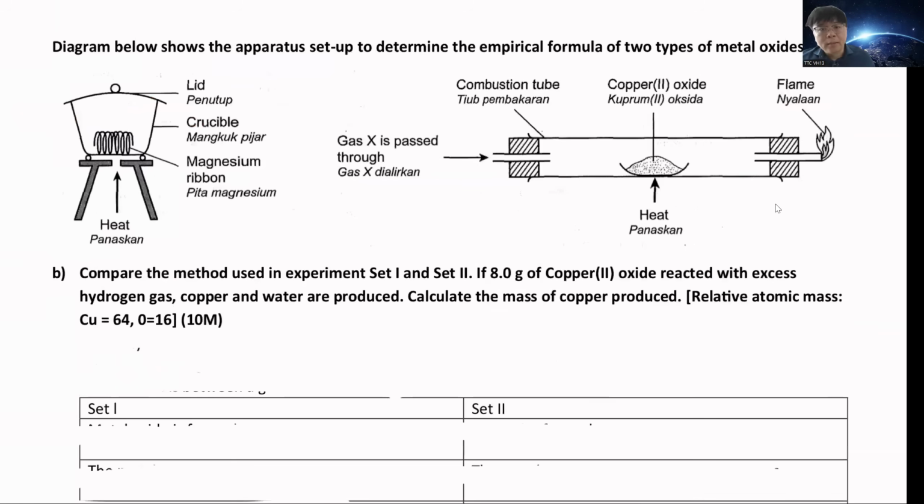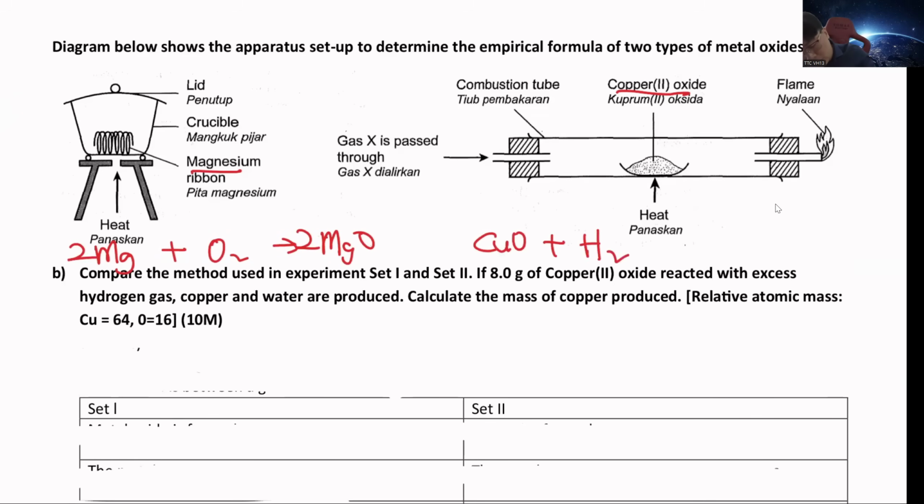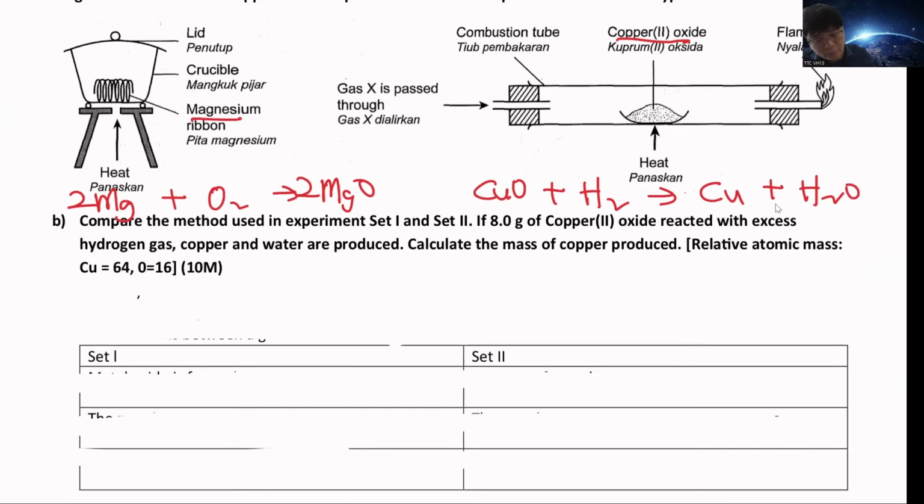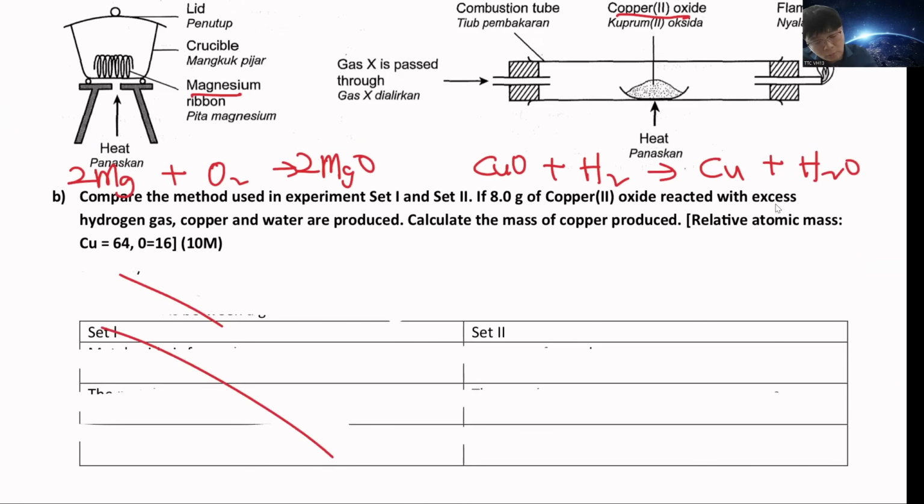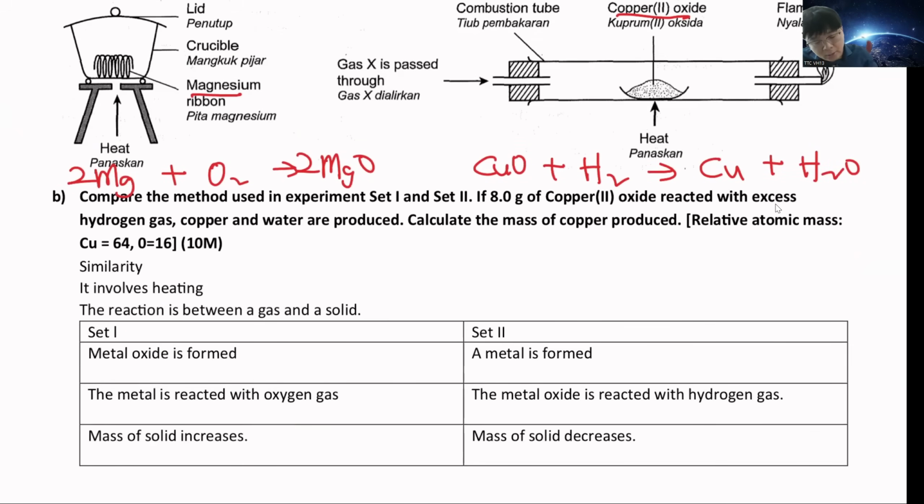Then for here, they give you the chemicals. They give you magnesium here, they give you the copper oxide. So they want you to compare the differences here. So I write out the equation for both sides. CuO plus H2 becomes Cu plus H2O. Okay, so what is the similarity? I explain the similarities one by one.